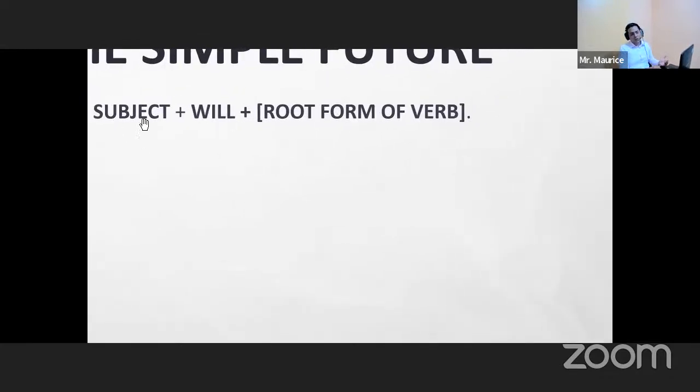Subject can be the personal pronouns: I will, you will, she will, we will, you will, they will, plus a verb in present. Okay? I will go. My mother will cook. The teacher will drink. My father will buy. And so on. So this is the form: subject, the modal, and a verb in present.